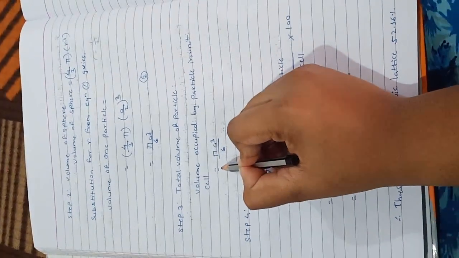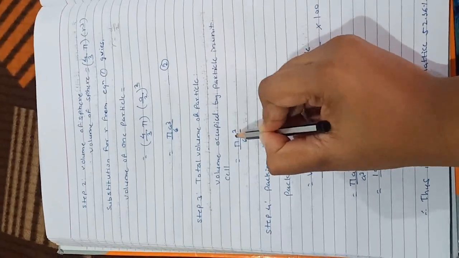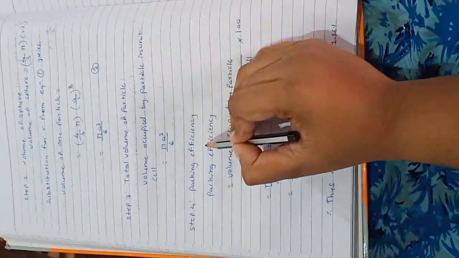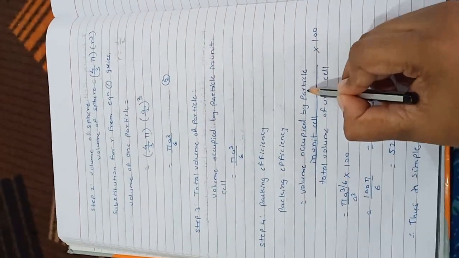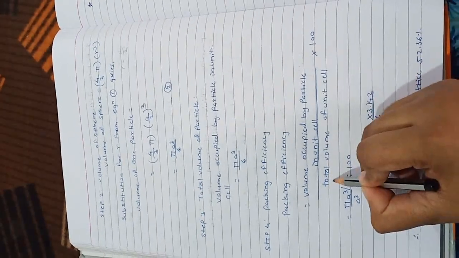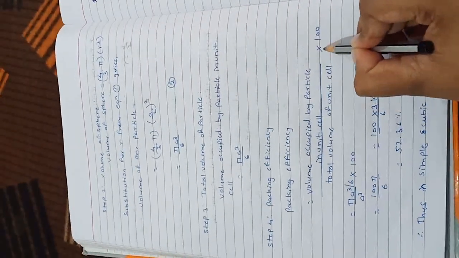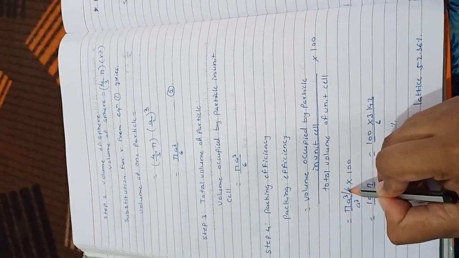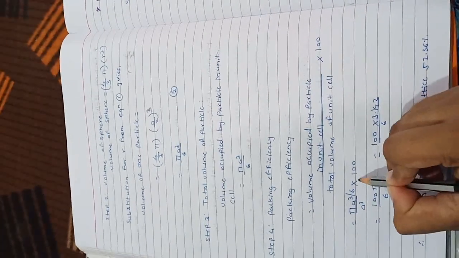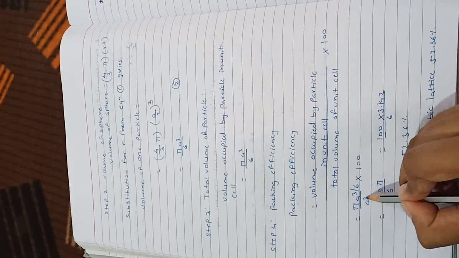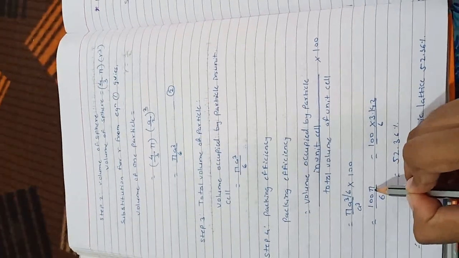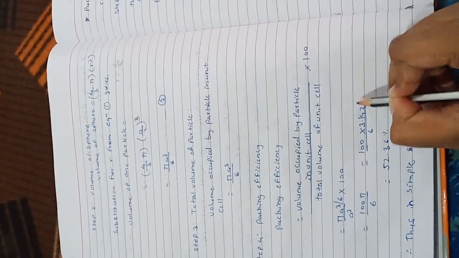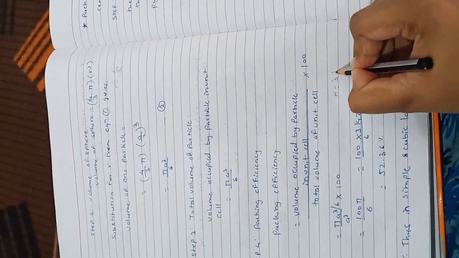Step 3. Total volume of particle. Volume occupied by particle in unit cell equals pi a cube upon 6. Step 4. Packing efficiency. Packing efficiency equals volume occupied by particle in unit cell divided by total volume of unit cell into 100. Therefore, pi into a cube upon 6 divided by a cube into 100. So a cube cancels. 100 into pi upon 6.